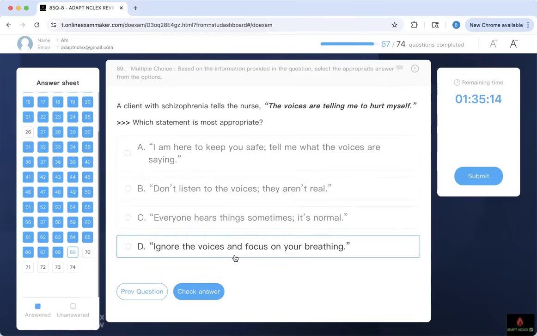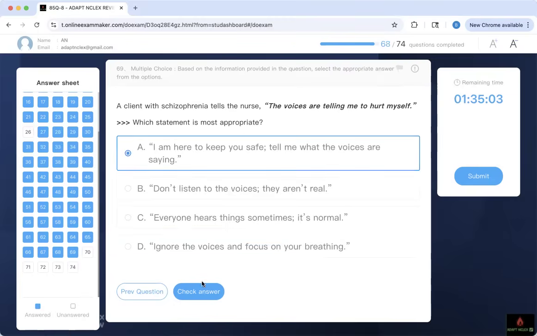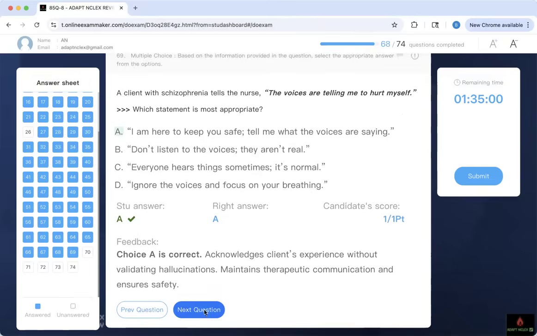The patient said, I'm going to hurt myself. Ignore the voice and focus on your breathing. Always find the content of the auditory hallucination. Therefore, which one is the right answer? Tell me what you're hearing.